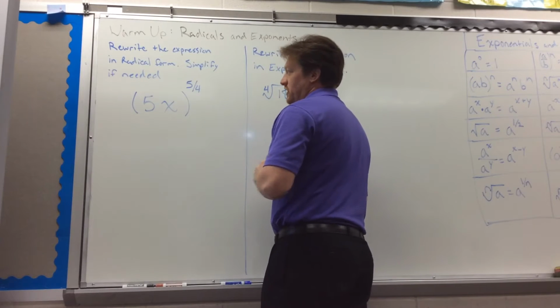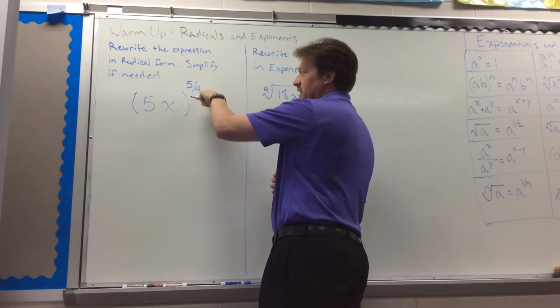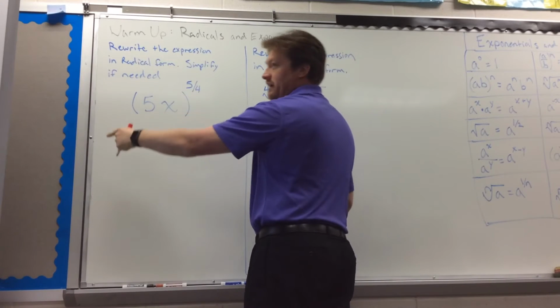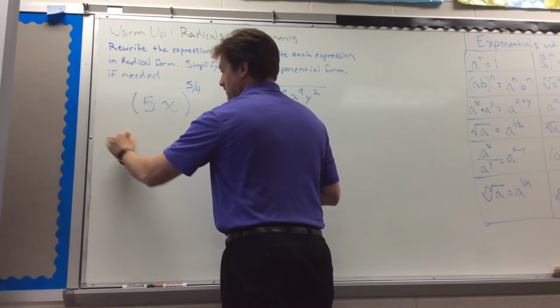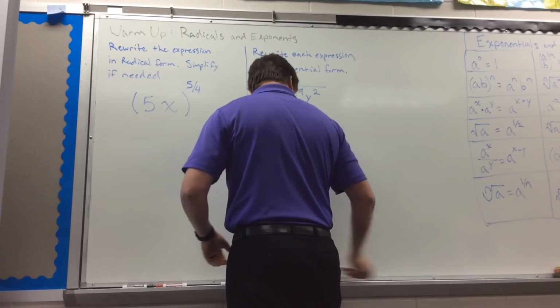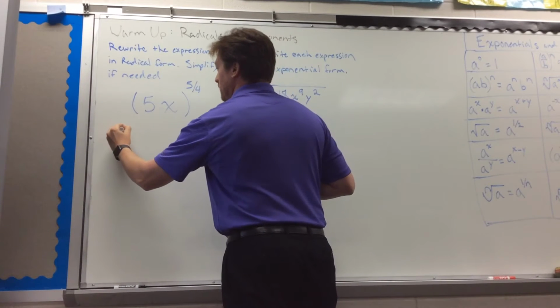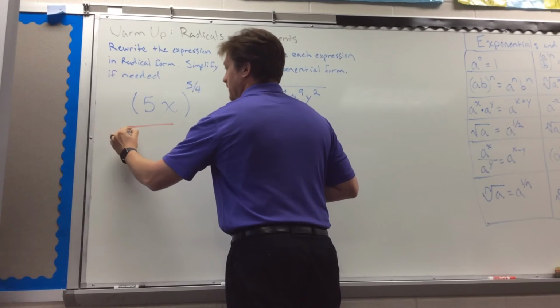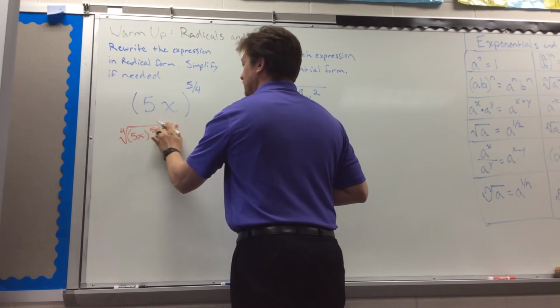So what you're going to do is look at the fraction exponent. You're going to see the bottom of the fraction is going to end up going into the index of your radical. So it's going to end up looking like this. The 4th root of 5x raised to the 5th power.